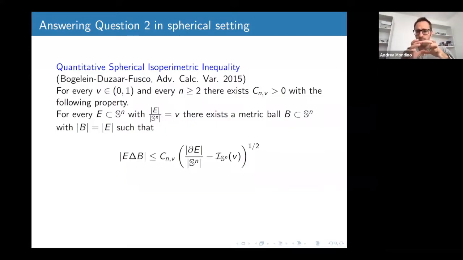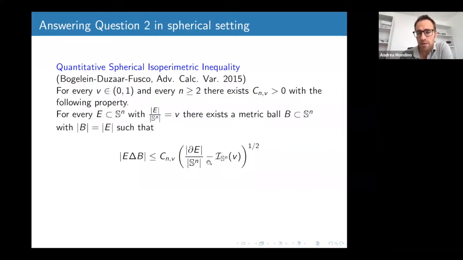an optimally centered metric ball B in the sphere having the same volume as your set E, and such that now you estimate the volume of the symmetric difference of the set E and the ball with what? With the isoperimetric deficit in the sphere. So in the right-hand side, you have the ratio between the normalized perimeter of the set E minus the isoperimetric profile function of the sphere.